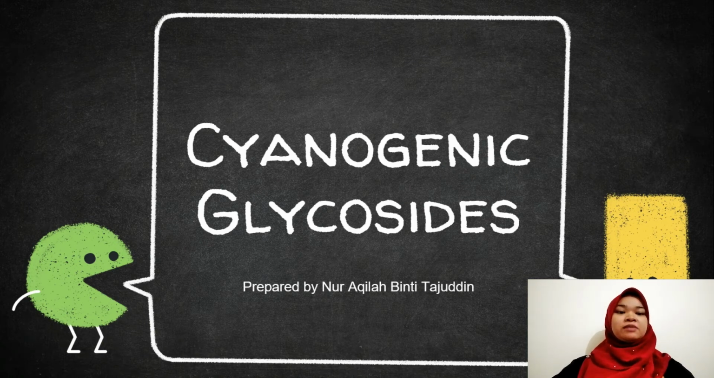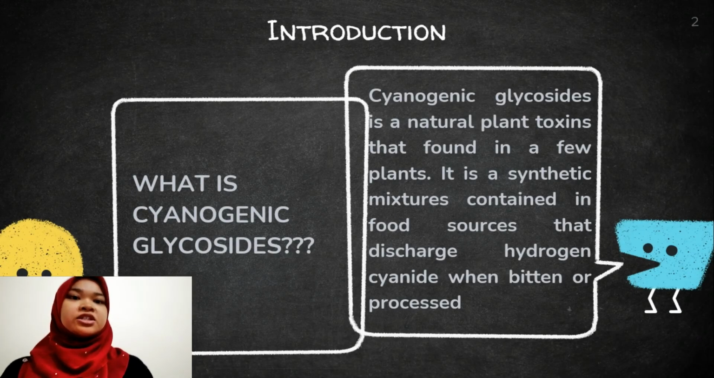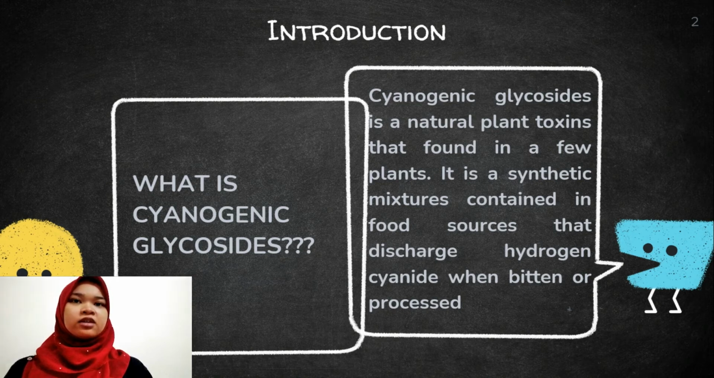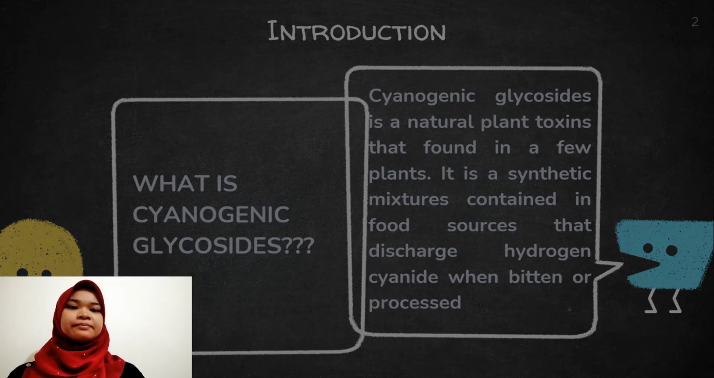Today I will give some explanation for the cyanogenic glycoside. What is cyanogenic glycoside? Cyanogenic glycoside is a natural plant toxin that is found in a few plants. It is a synthetic mixture contained in food sources that discharge hydrogen cyanide when beaten or processed.